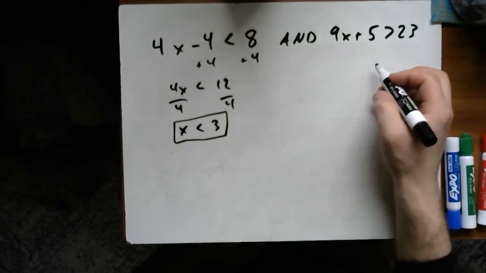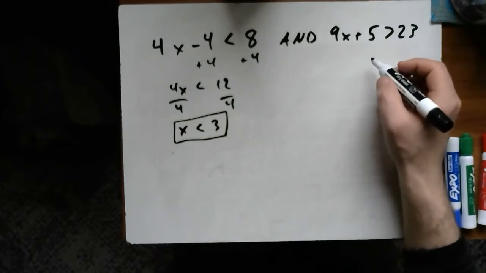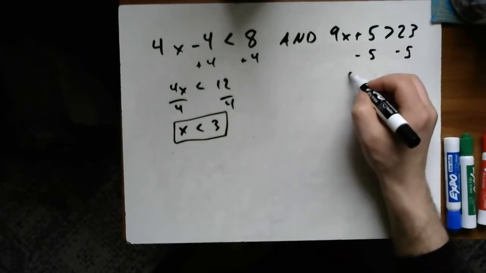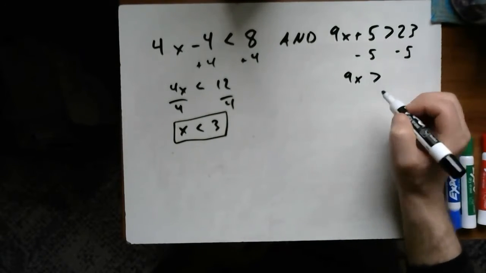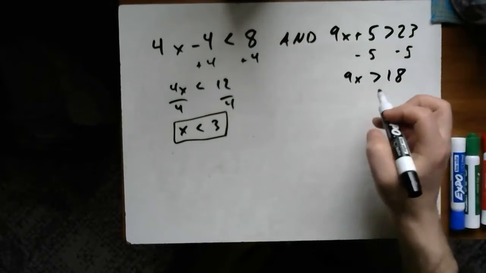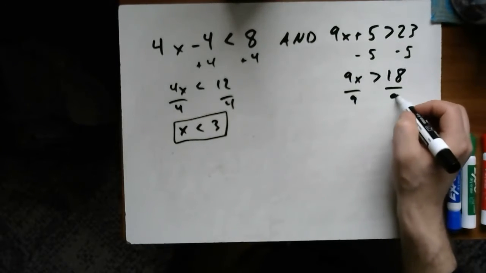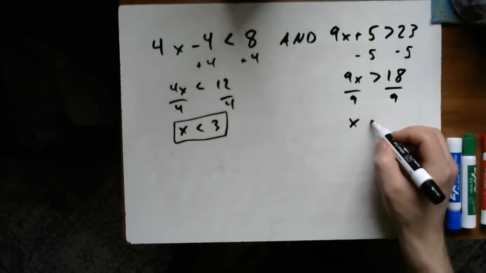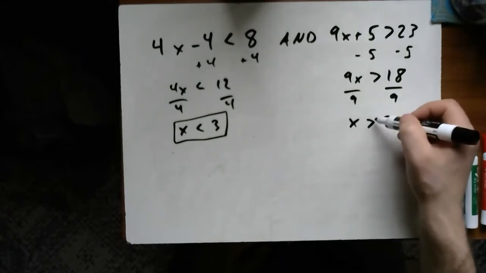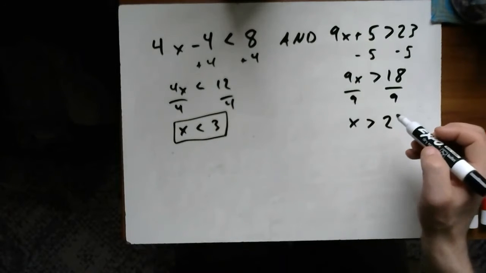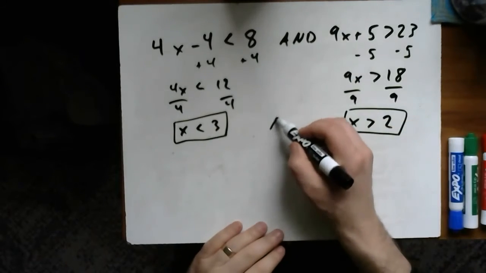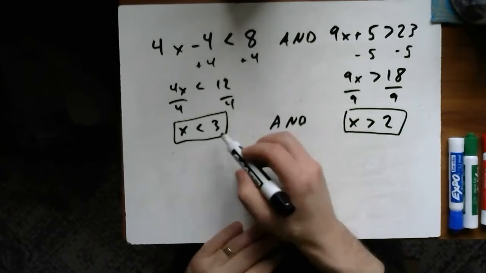And when we go on to this one, I'm going to solve this. I'm going to subtract 5 from both sides, giving me 9x is greater than 18. All right, and then divide by 9 on both sides of the inequality, and we have x is greater than 2. Now notice I didn't have to flip that inequality because I'm not dividing by a negative number. All right, so my solution is this and this.